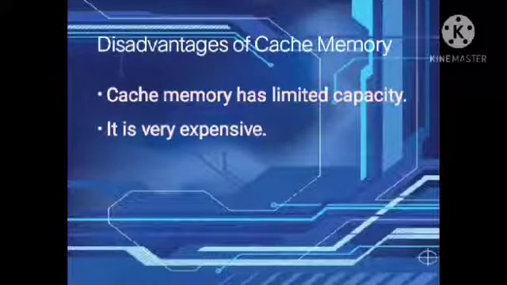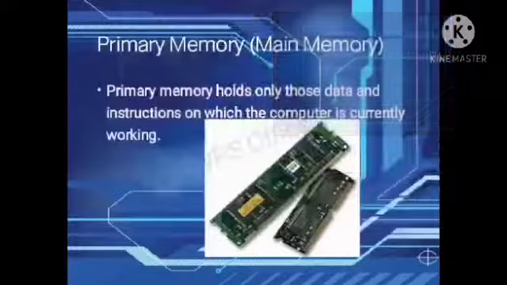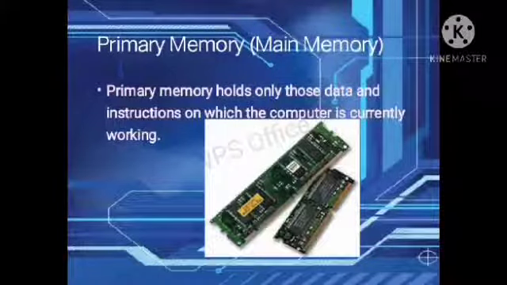These are the disadvantages of cache memory. Cache memory has limited capacity. It is very expensive. Let's proceed to other types of memory. Primary memory, also called main memory.